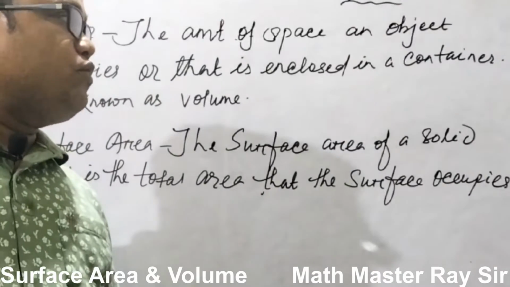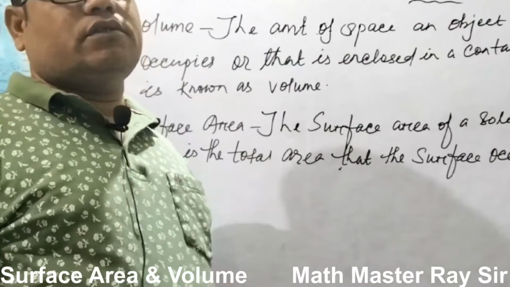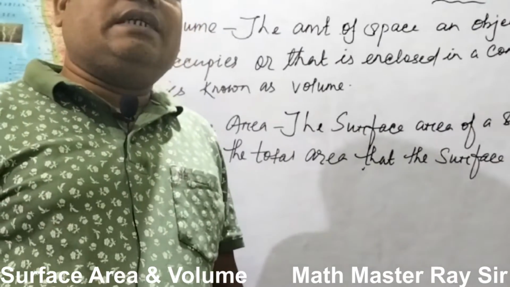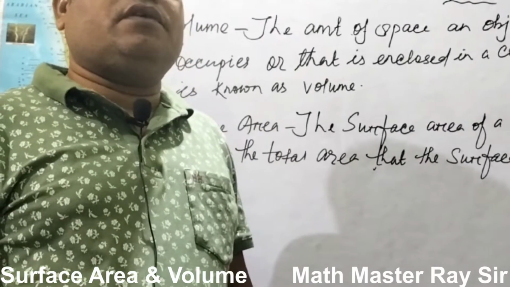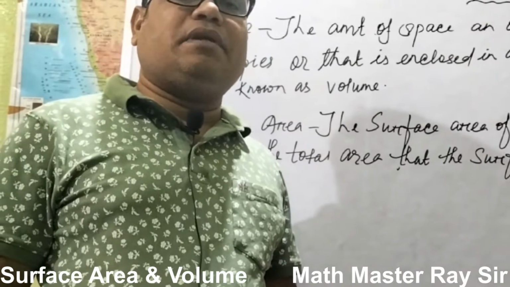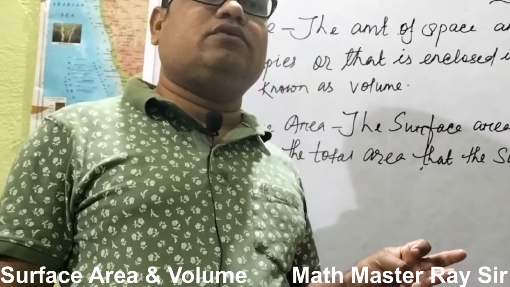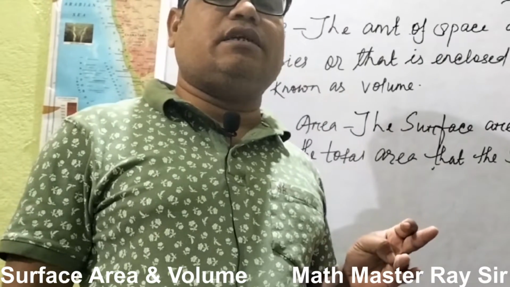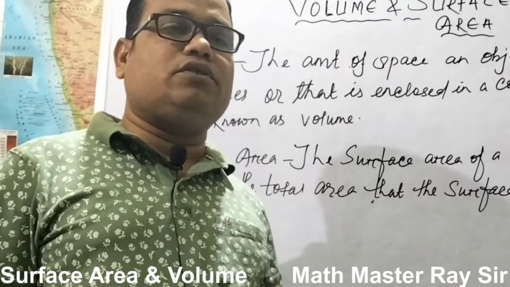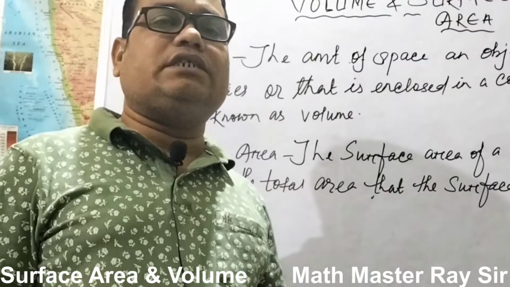Okay, dear students, today we'll learn about the volume and surface area of the solid figures. The solid figures mean the 3D figures, three-dimensional figures. Three-dimensional means what? That means the length, breadth, and height of the object should be given. If length is one dimension, breadth is another dimension, then height will be another dimension. There are three dimensions of the figures. That means the 3D solid figures.